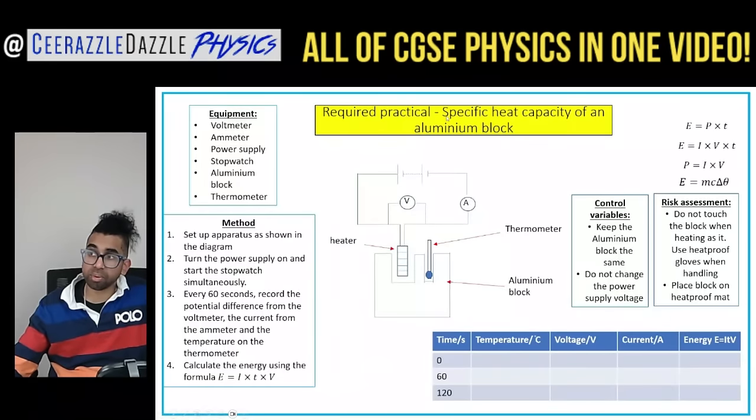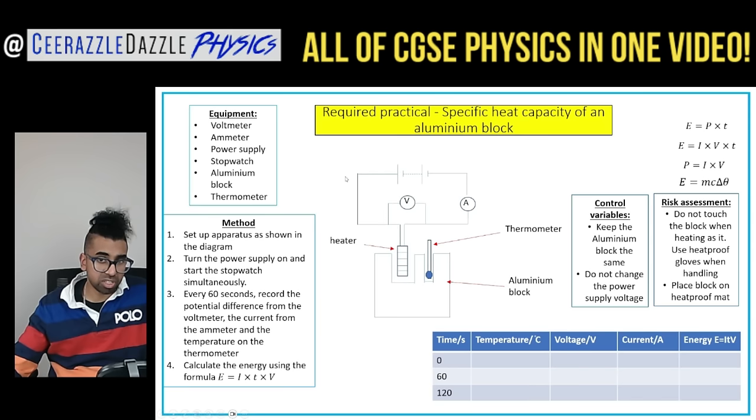Okay, so the required practical: how to work out the specific heat capacity of an aluminium block. Here is an aluminium block. You need the following bits of apparatus. You need a heater to put into the block, a thermometer, and then you need a circuit. A voltmeter is connected around the heater and an ammeter is connected in series with the heater. So the equipment is voltmeter, ammeter, power supply, stopwatch, aluminium block, thermometer. These are all the things that you need.